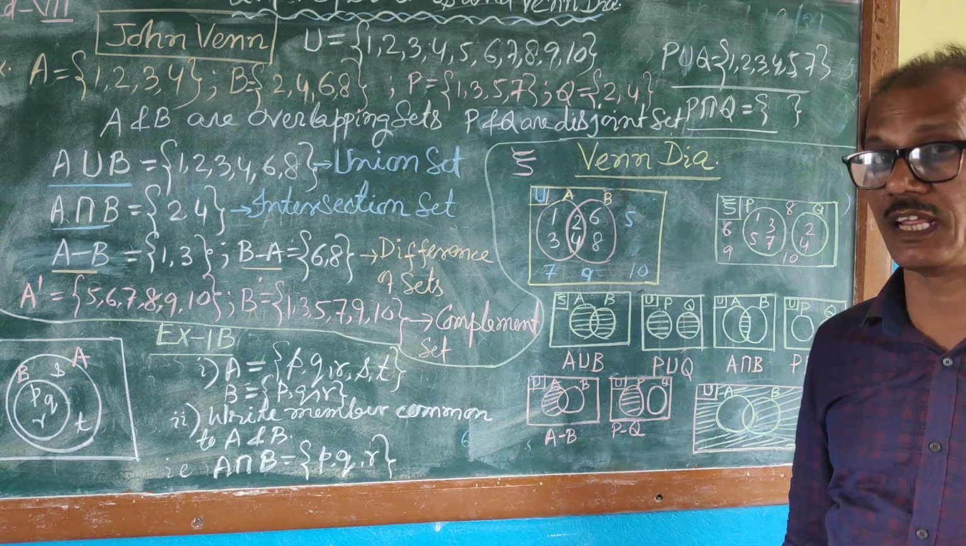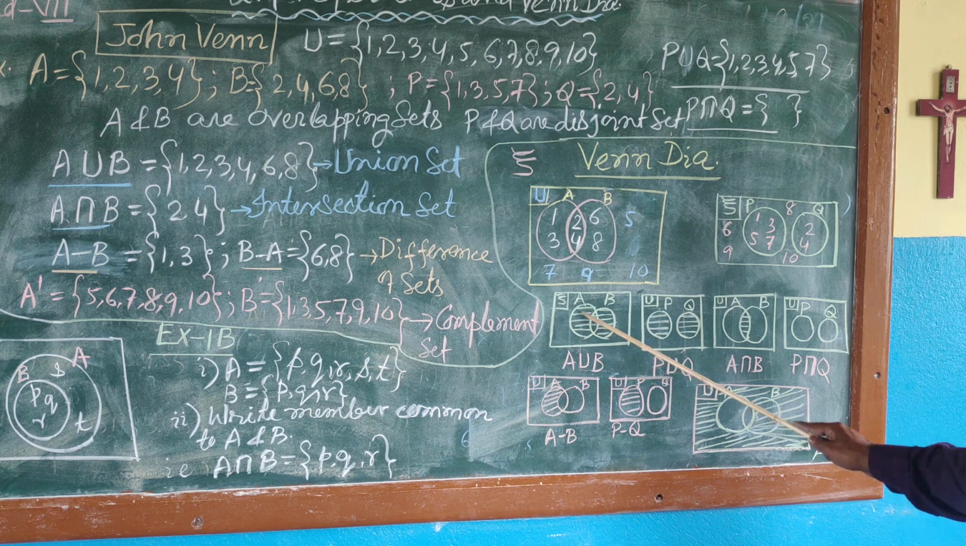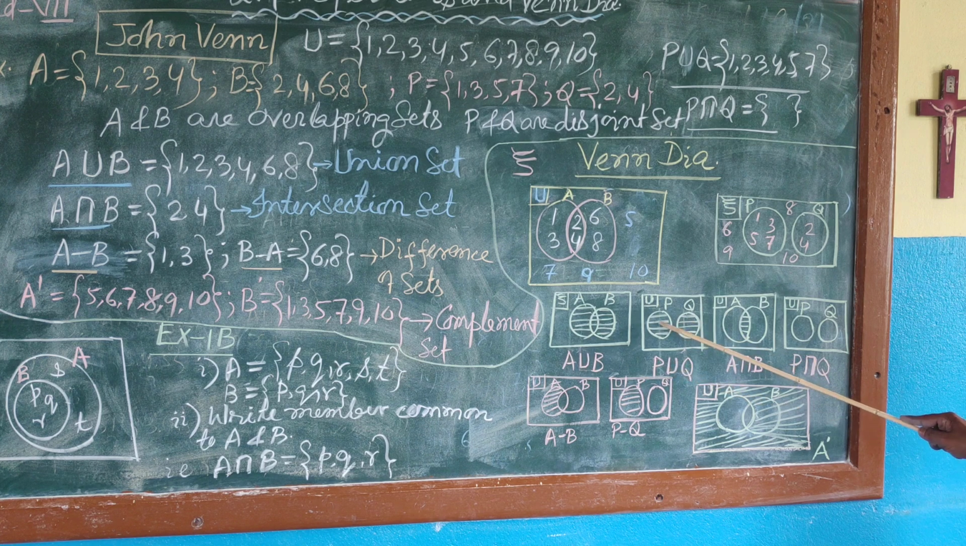What does it indicate? Very important question. See, this indicates what? Complete A and B is shaded. The remaining part is unshaded. The shaded part indicates A union B for two overlapping sets. For two disjoint sets, what is the union part? P union Q. These two are shaded.